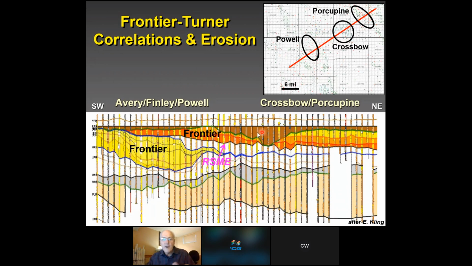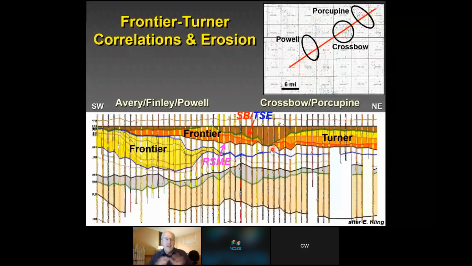Then you come to this area where you lose the sand. This is the Mary's Draw area. Then you come out to Crossbow and Porcupine, and you pick up sands that have been called the Turner sandstone. But careful correlation shows that this parasequence can be correlated to this parasequence. This is just the distal end of that. This is the distal end of that. This is yet another parasequence that we don't see back to the southwest. Well, what happened in between here? I think that's a sequence boundary and transgressive surface erosion that merged, that eroded out.